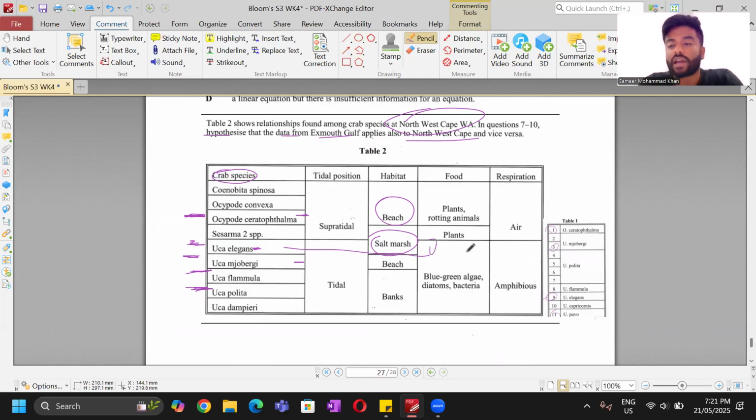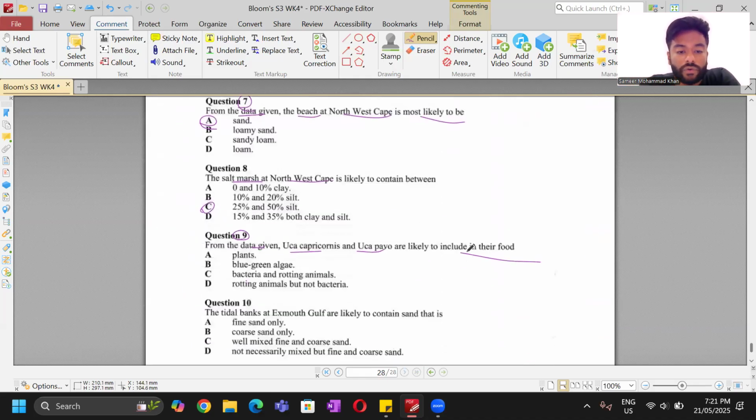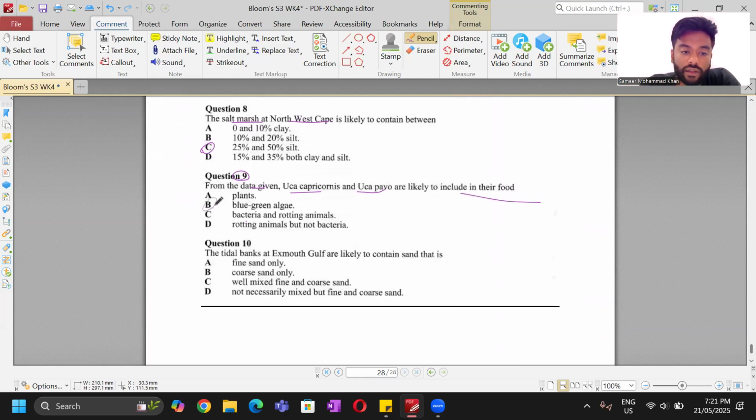So because of that common link, you could argue that Capricornus and Pavo also eat this very diet, okay? So the blue-green algae, so to speak.